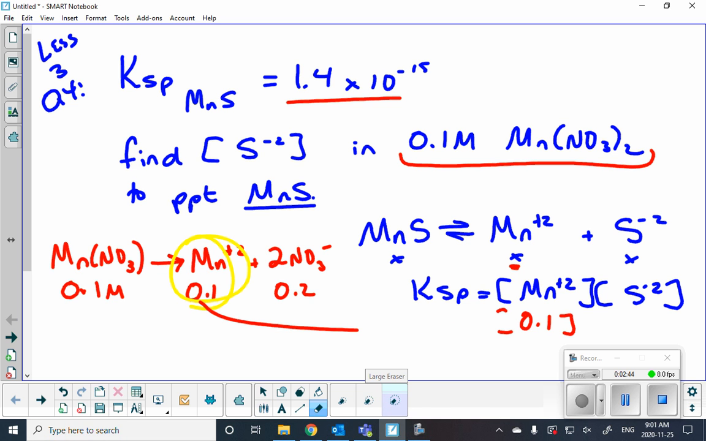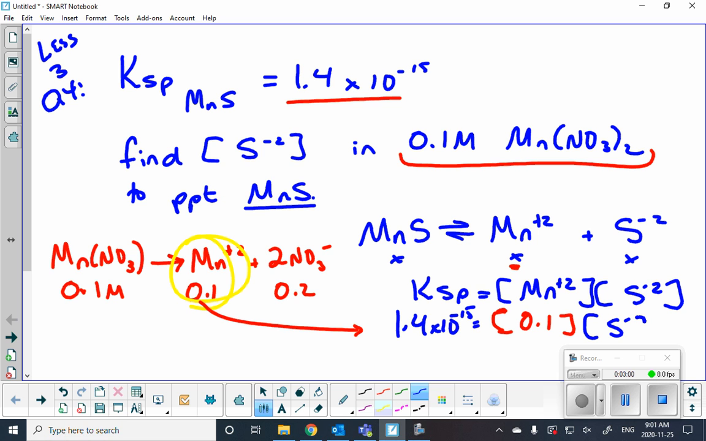Now, we know the KSP. We know the KSP value was given as 1.4 times 10 to the minus 15. And if the manganese value is 0.1, we can now solve for the concentration of that sulfide ion. So we'll go 1.4 times 10 to the minus 15. We'll divide it by that value of 0.1. And I get a value of 1.4 times 10 to the power of minus 14. And that will be equal to the concentration of the sulfide ion.